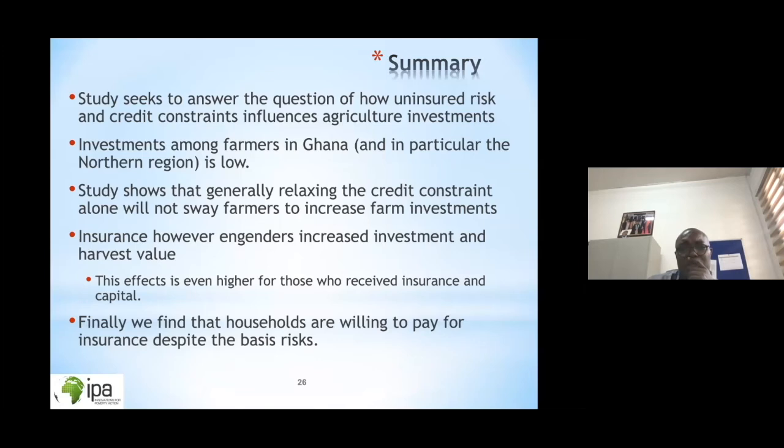So to summarize, what the study sought to do was to ask how uninsured risks and also credit constraints influence agriculture investments of smallholder farmers. Again, it's important to mention this is of smallholder farmers. We note that investments generally among these farmers are very low. And the results seem to point to the fact that credit may be a constraint, but not a binding constraint. However, insurance seems to be more of a binding constraint relative to credit.